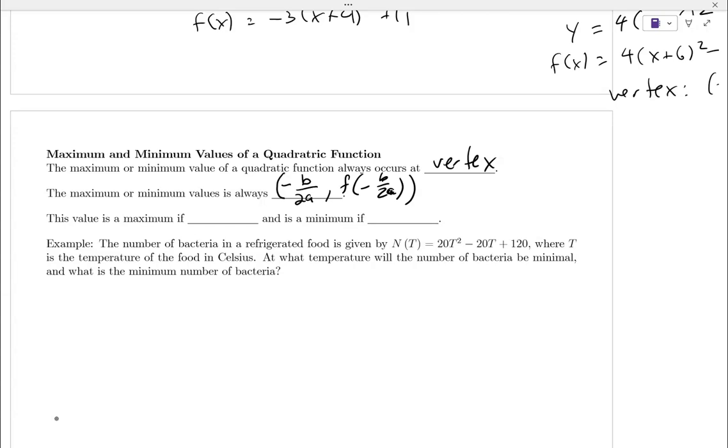How do I know if we have a maximum or a minimum? Well, minimum looks like this, right? Maximum looks like this. What tells you it looks like this? Okay, so if a is positive, it looks like this. If it's negative, so which one corresponds to the maximum? Negative, right? So the value is a maximum if our a value is less than zero, and it's a minimum if the a value is greater than zero.